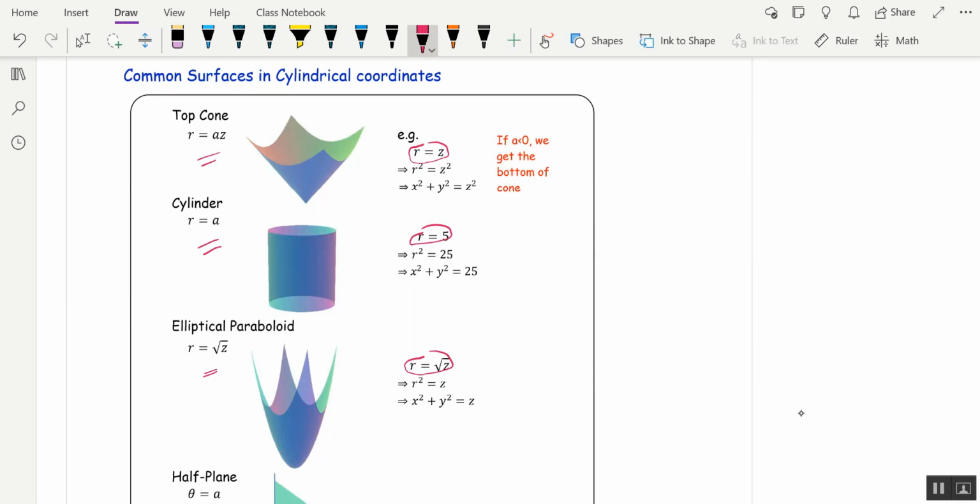So let's just look at r equal 5 here for a second. Why is that a cylinder? If we look just in the xy plane, r equal 5 is a circle of radius 5, but z is free, and so that's what gives us the 3D cylinder.